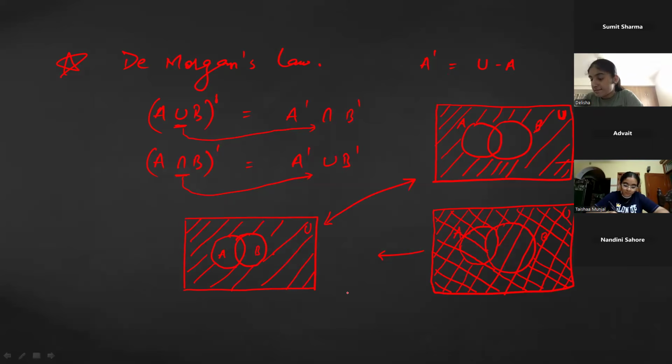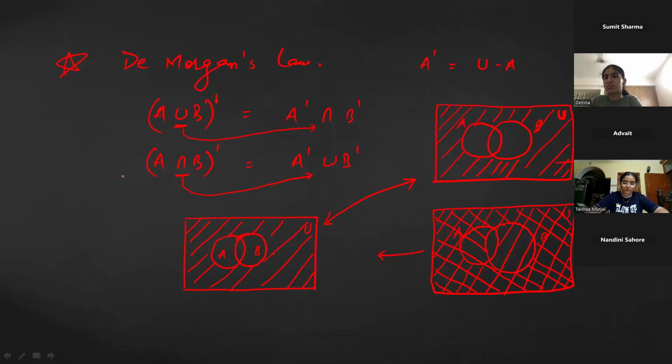I hope it is clear how these De Morgan's laws are working according to the Venn diagram, right? So you will see it for the second one also. Second figure also will be the same, right?